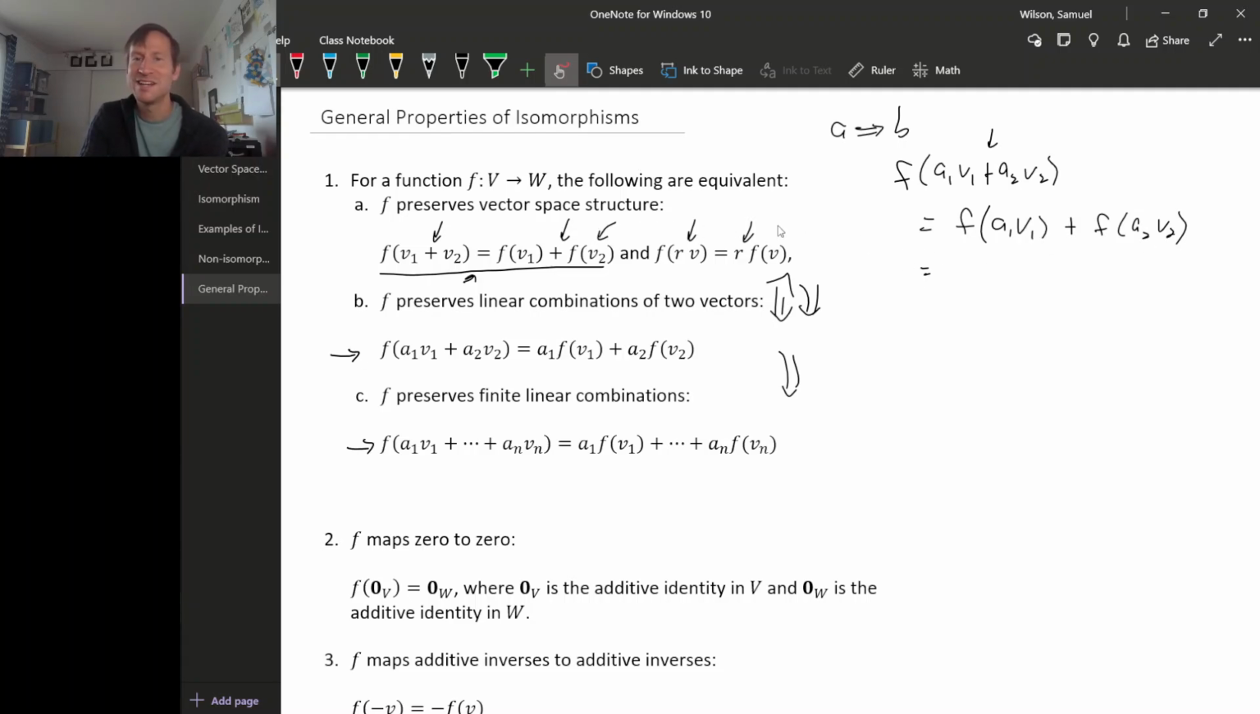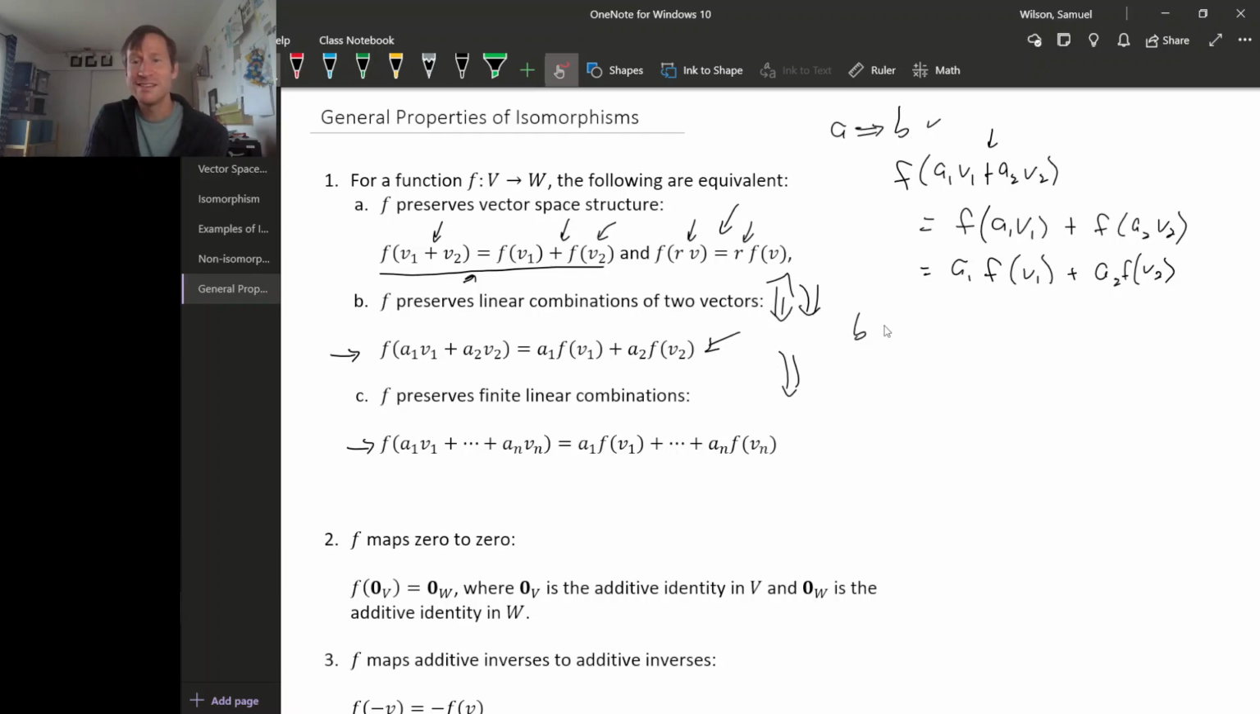And then we can use the second assumption about scalar products to move the scalars outside, like this: A1 f of V1 plus A2 f of V2, and that proves this right here. So we've proved that A implies B.